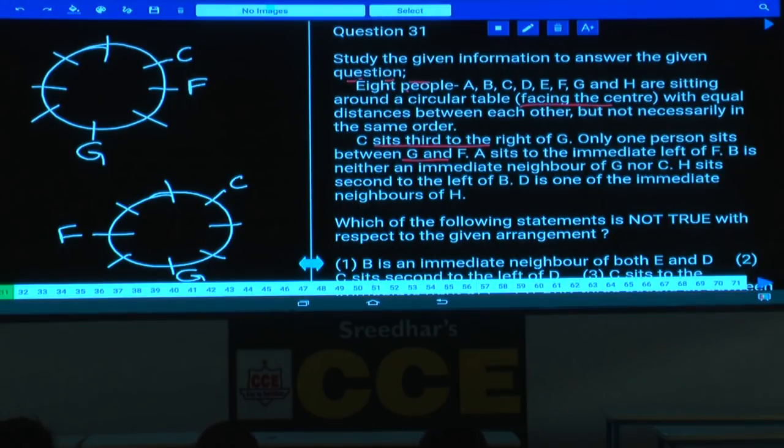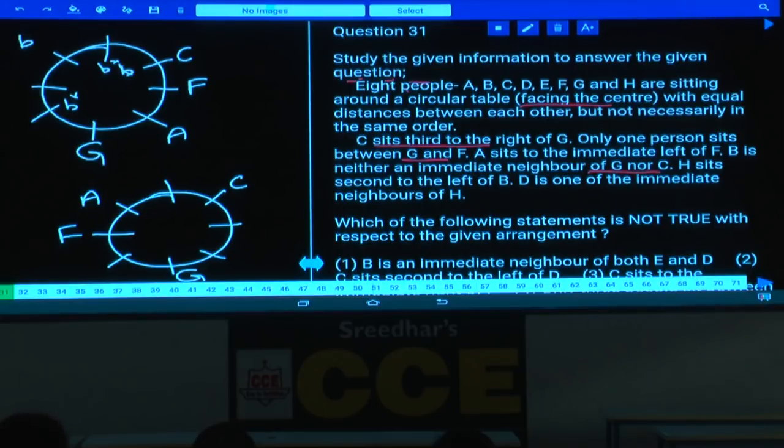And A sits to the immediate left of F. Here A is to the immediate left of F, A must be here. And B is neither an immediate neighbor of G nor C. Now in this case B cannot be here. Then what are the possibilities here? B can be either here or here. There are 2 possibilities in case 1.